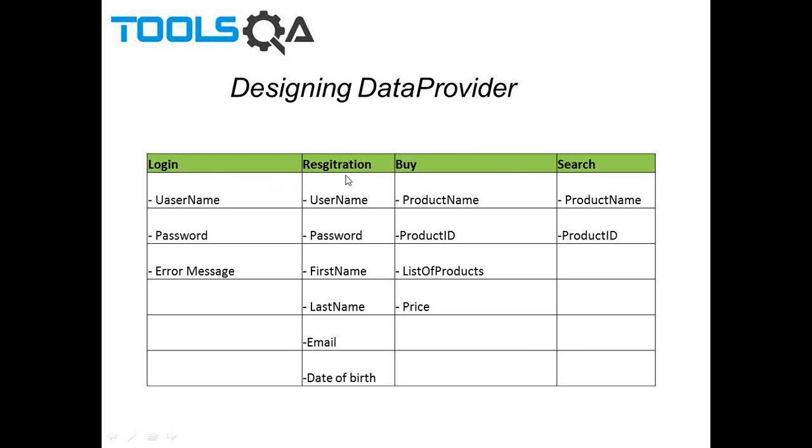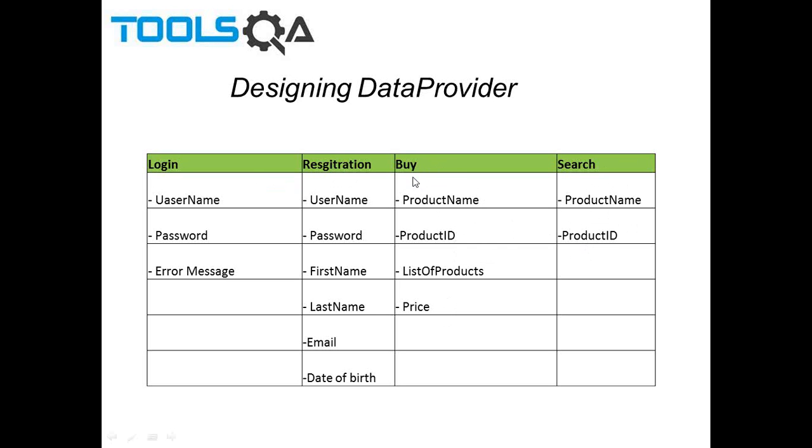Similarly, in the registration, as the registration form requires lots of information, specifically the first name, last name, username, password, email, and date of birth, right? So it requires these kinds of information. So we know that there is a need for this information also for our tests. And similarly, buy and search has other sets of information that it requires, right?